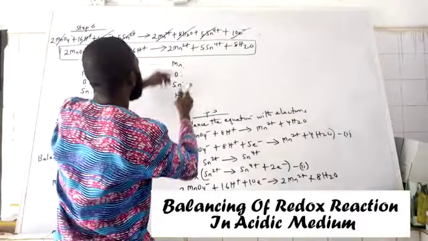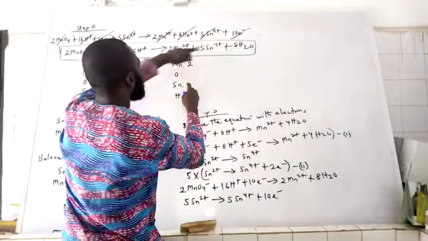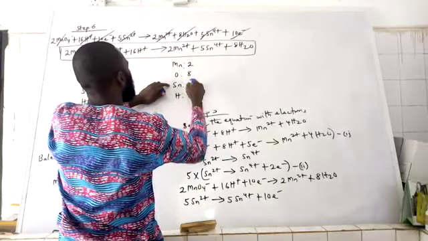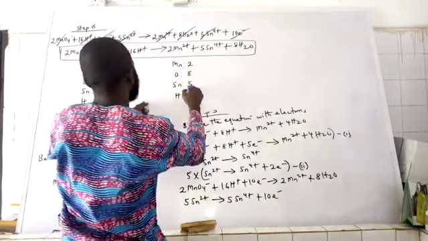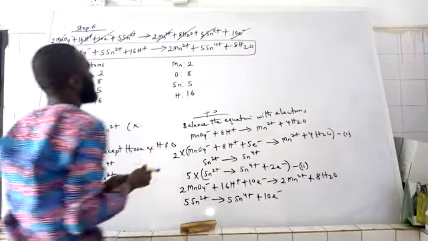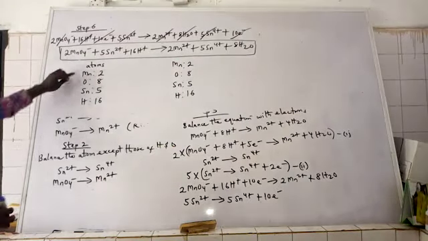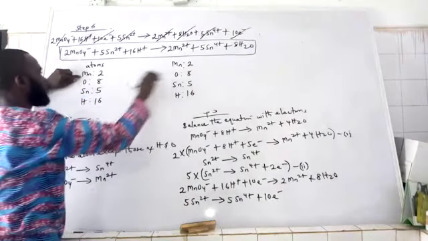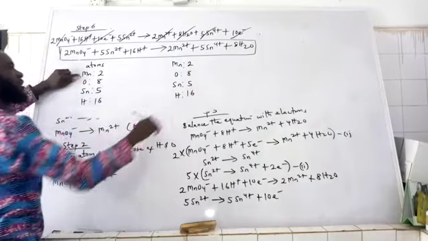Then here, I have manganese to be 2, oxygen to be 8, tin to be 5, and hydrogen to be 16, which is 2 times 8. So, for the number of atoms, manganese is balanced, oxygen is balanced, tin is balanced, hydrogen is balanced.